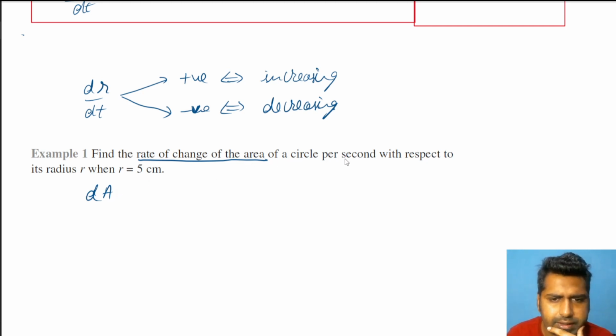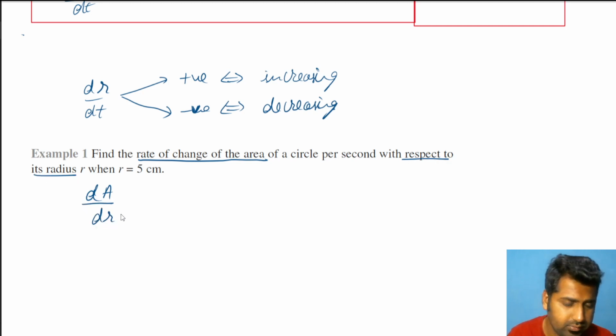Find the rate of change of area per second with respect to its radius. That means it's asking for dA by dr. If this line is not mentioned, with respect to radius or something, then it would be dA by dt. So he's asking for dA by dr. Fine. Okay, it's a circle question.